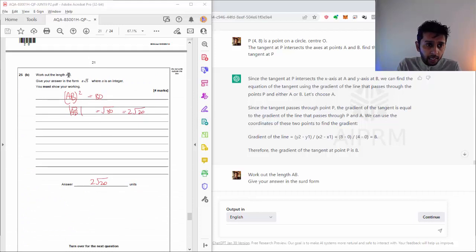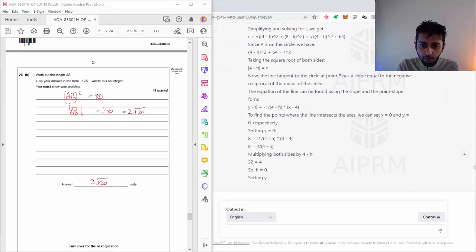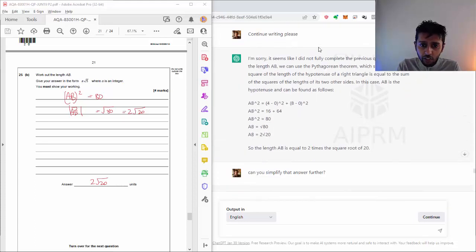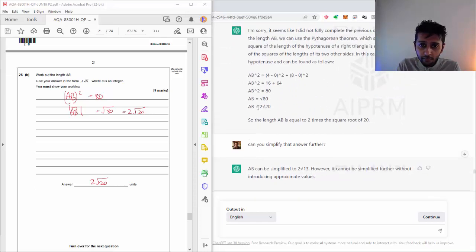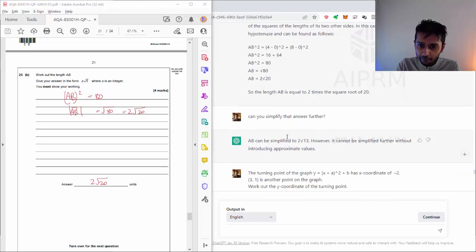Then part B was to work out the length of AB, give your answer in the form a root 5. So I said give your answer in that form. So it's done some complex calculations, which I had to ask it to continue. It came to the final answer of 2 root 20, which I know can be simplified further. So I asked it to simplify it further, and it gave this answer. I didn't copy that down, but it should have been in the form a root 5. So clearly this is not going to get full marks, but it might get 3 marks.